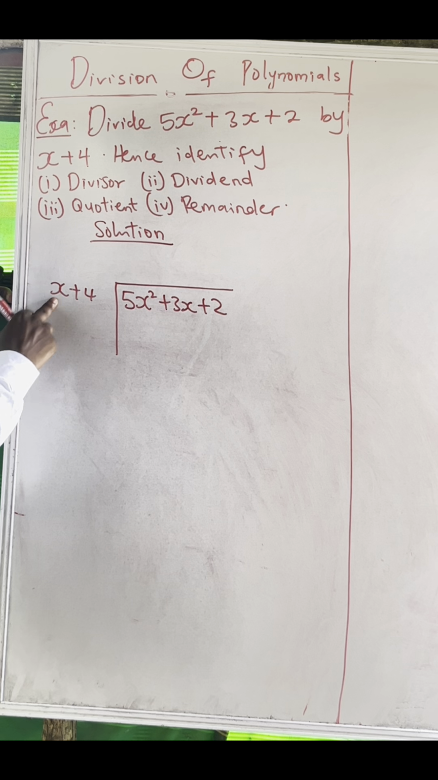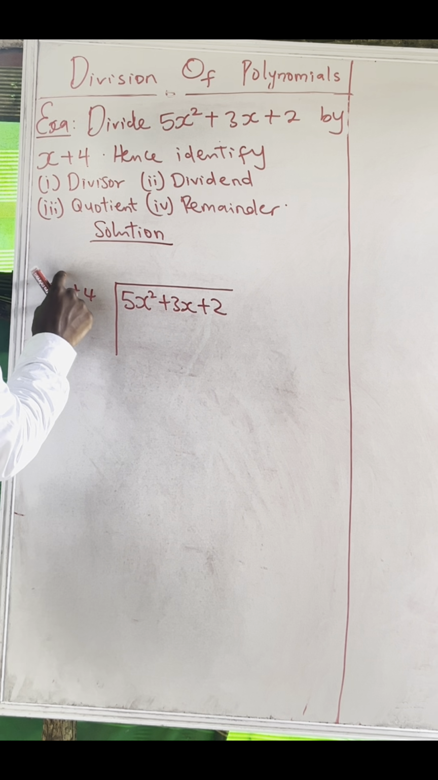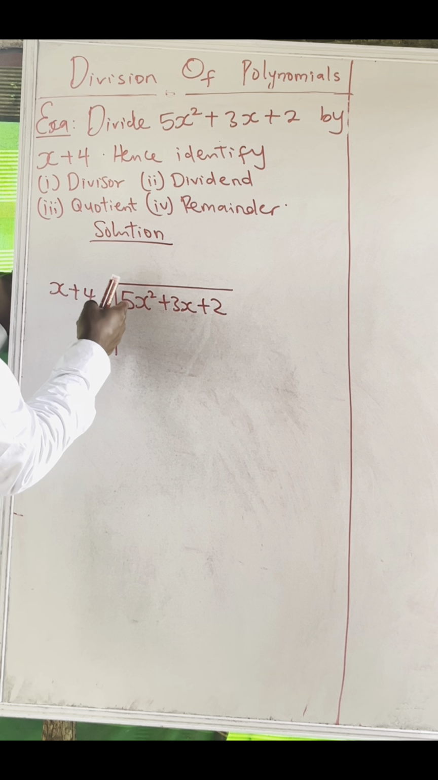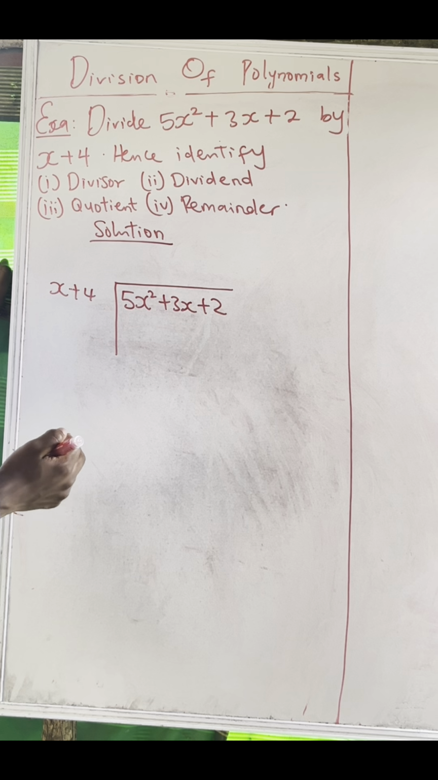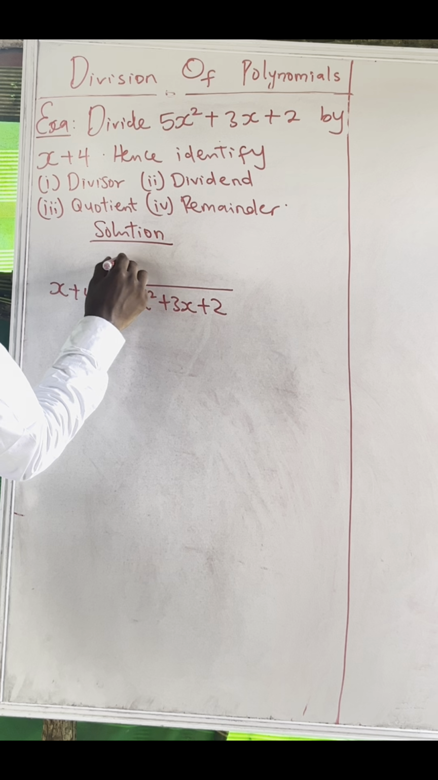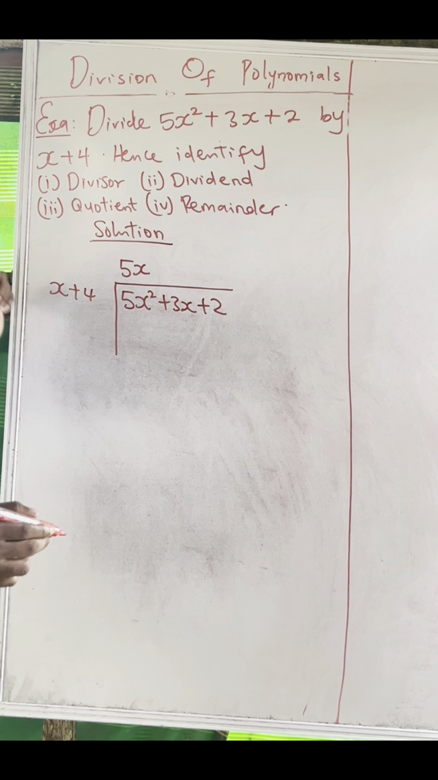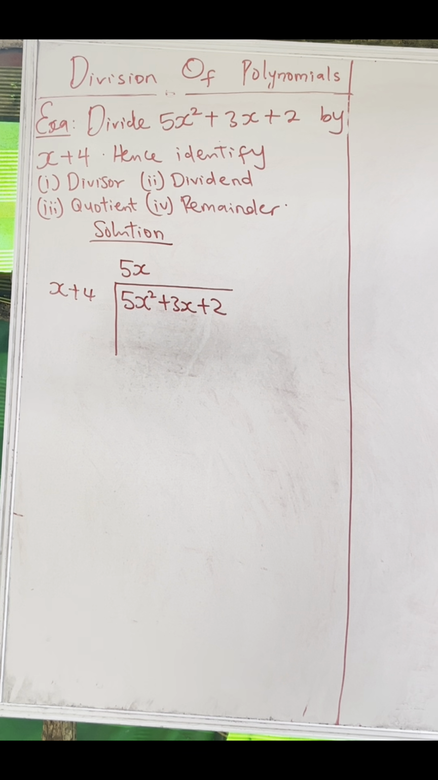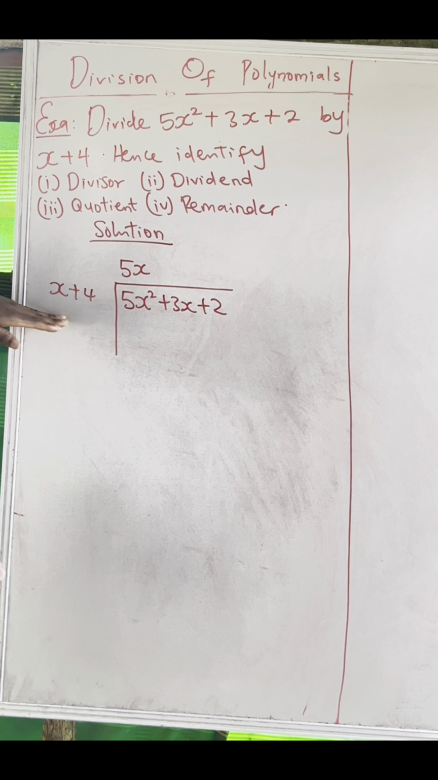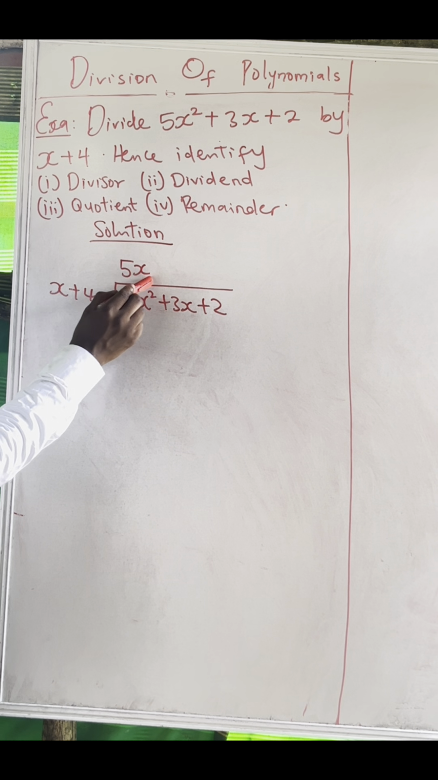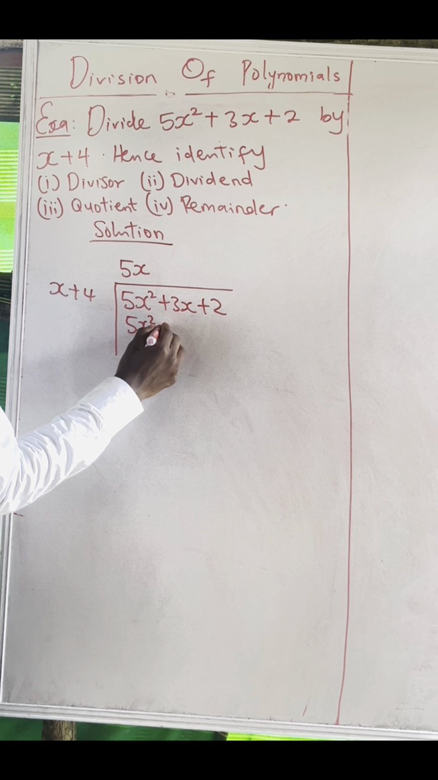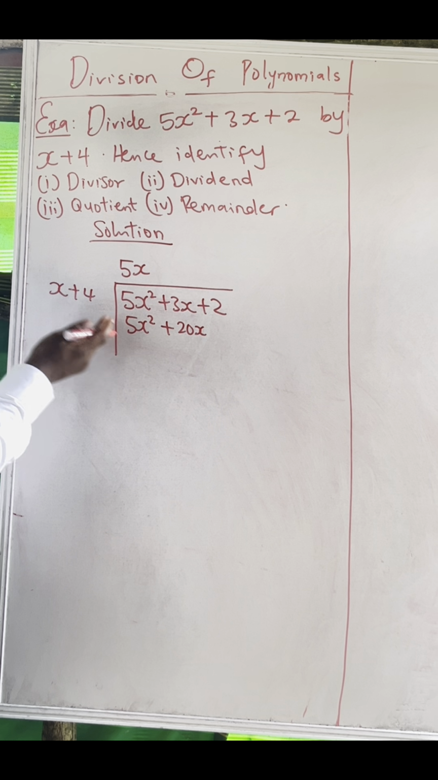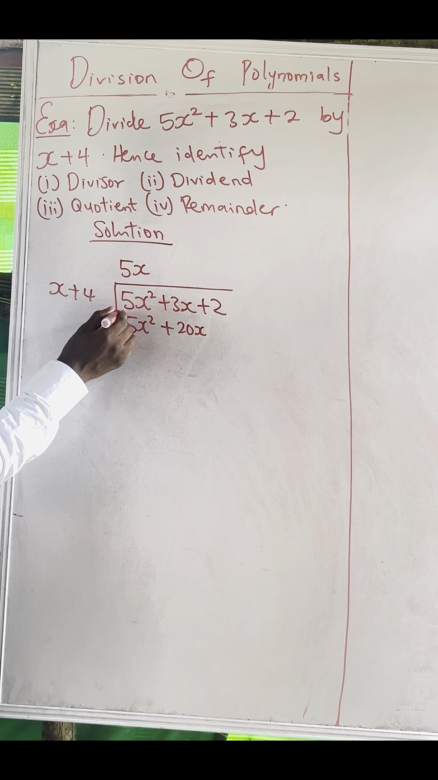The first value here is x. The first value here is 5x squared. If I remove x from 5x squared, it is going to remain 5x. It is as if I'm dividing 5x squared by x. So what remains, which is 5x, I'm going to write it here. Once I've done this, I will then use this 5x to multiply everything here and write it under here. So, guys, what is 5x times x? That will be 5x squared. Then what is 5x times 4? That is plus 20x.